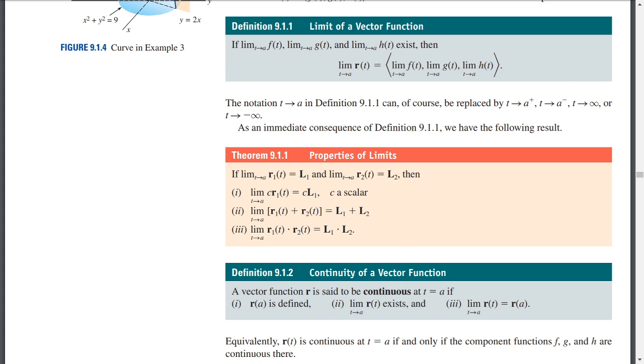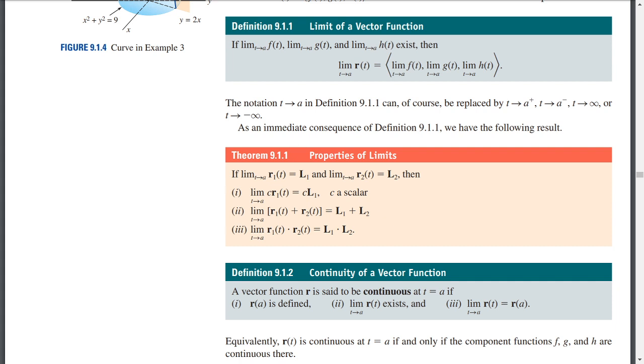Next is Theorem 9.1.1. It gives us the properties of the limits. The theorem states that if limit t tends to a of r1 of t equals l1, and limit t tends to a of r2 of t equals l2, then we have three properties. The first one is limit t tends to a of c times r1 of t is equal to c times l1, where c is a scalar. Second, limit t tends to a of r1 of t plus r2 of t equals l1 plus l2. And third, limit t tends to a of r1 of t times r2 of t is equal to l1 times l2.